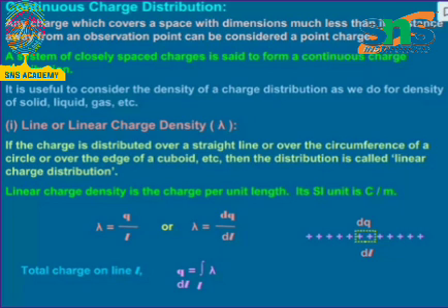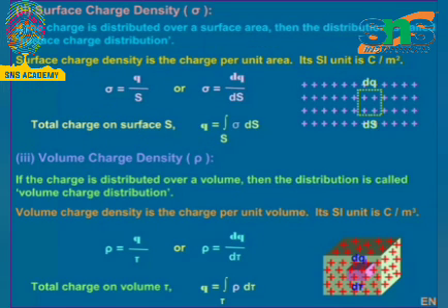The next topic is continuous charge distribution. Any charge which covers a space with dimensions much less than its distance away from the observation point can be considered as a point charge.